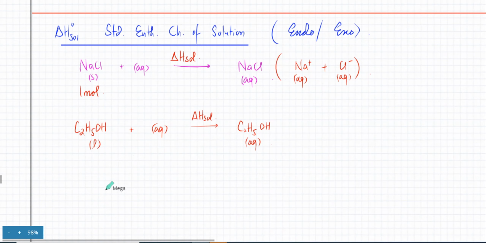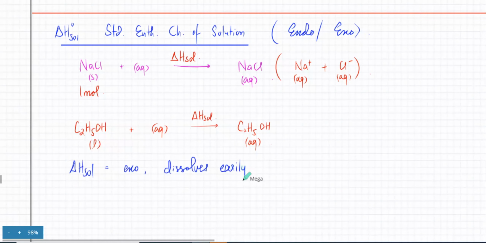So remember enthalpy of solution. If it's exothermic, that means it dissolves easily. Not a lot of energy is required to dissolve it. You absolutely don't require any energy. Energy is given off actually, and it dissolves easily. It's going to be more soluble at lower temperatures. The substance would dissolve even more at lower temperatures.